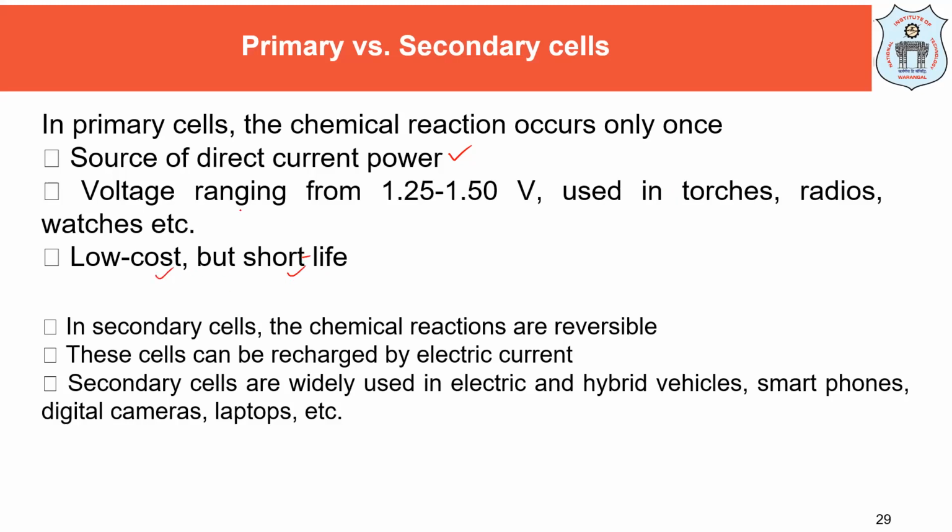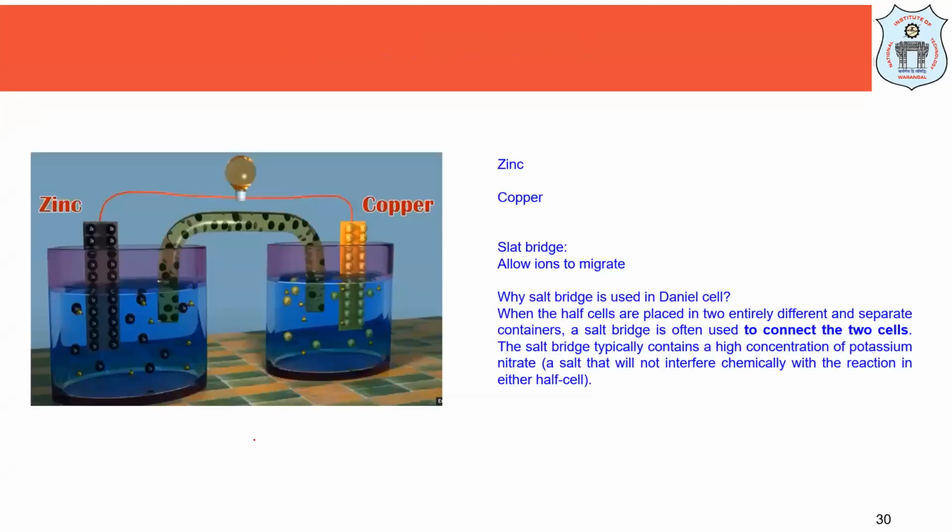Okay. Whereas in the case of secondary batteries, the reactions are reversible. That means the electrodes and electrolyte will come back to their original position when you do the recharge. Okay, so these cells can be recharged by electric current. Secondary cells are widely used in vehicles, electric and hybrid vehicles, smartphones, digital cameras, laptops, etc.